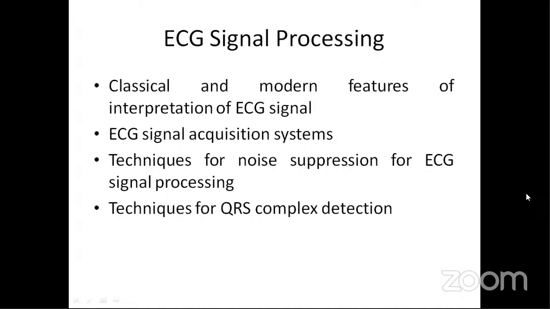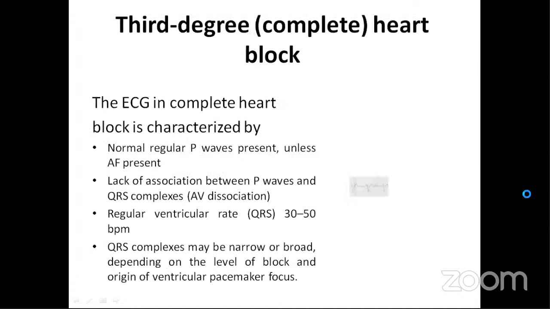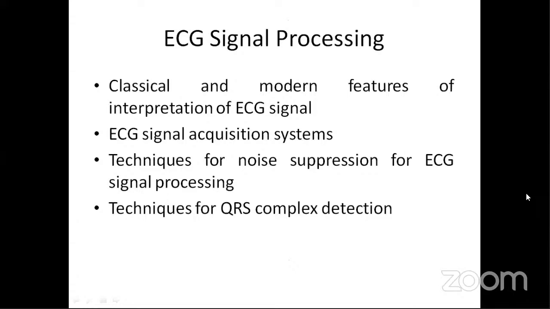Till now I have covered what is ECG, how the ECG waveform is generated, what the abnormal things are, what the characteristics of abnormal ECG waveforms are, and how they have an impact on the ECG waveform. Next I'm moving to signal processing.